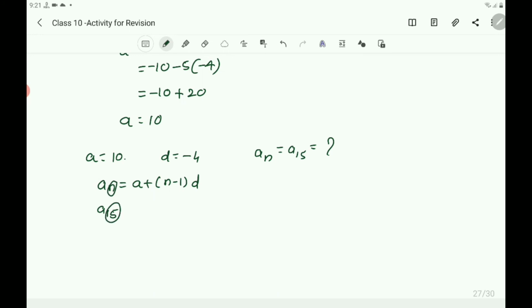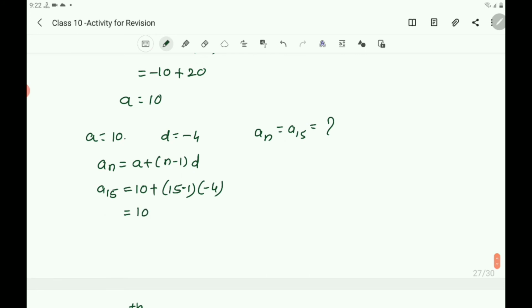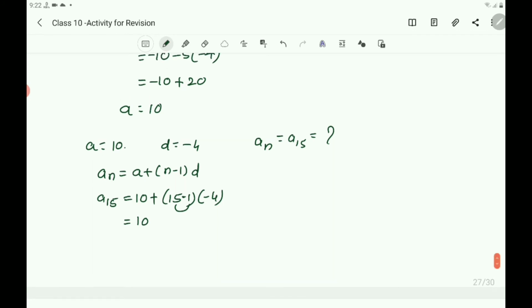Here in the place of N you write 15 because we have to find out A15. Then A. What is the value of A? Value of A is 10. 10 plus N, N means 15. 15 minus 1, D is minus 4. Then you will get 10, 15 minus 1 is 14. 14 fours are 56. Which 56 here? It is negative. Plus into minus is minus. So it is 14 into minus 4, that equals minus 56.